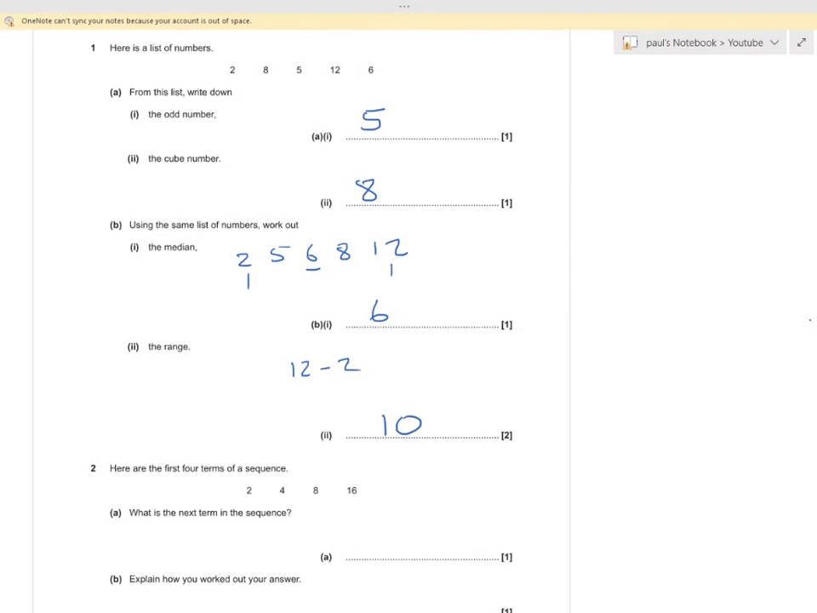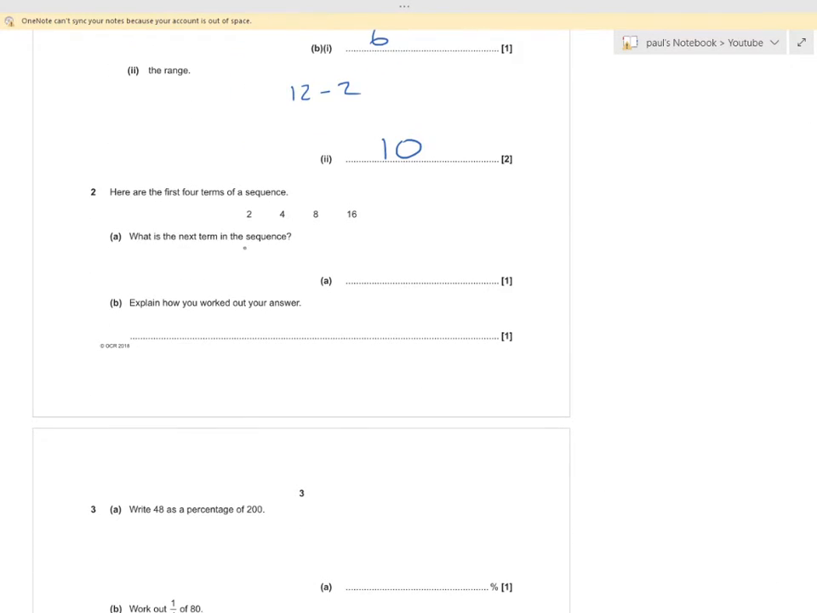Here are the first 4 terms of a sequence. What's the next term? 2, 4, 8, 16. Looks to be doubling, so we'll go for 32. Doubled each term.